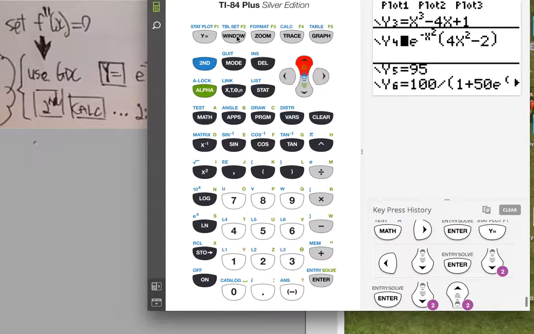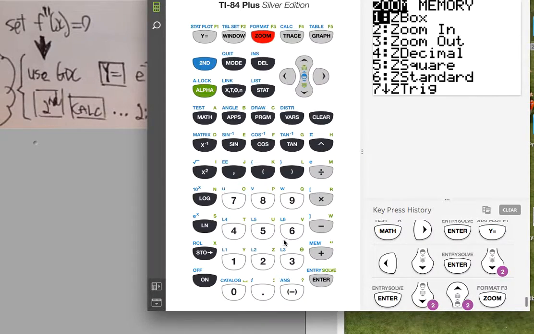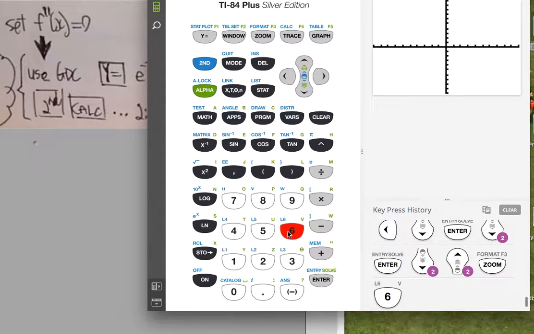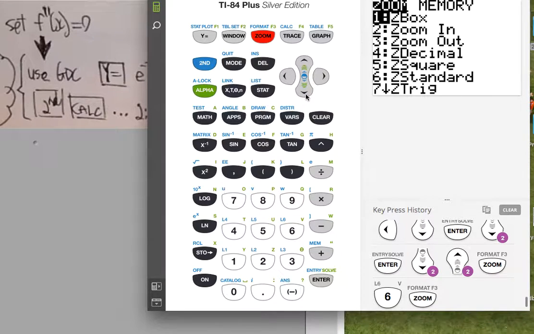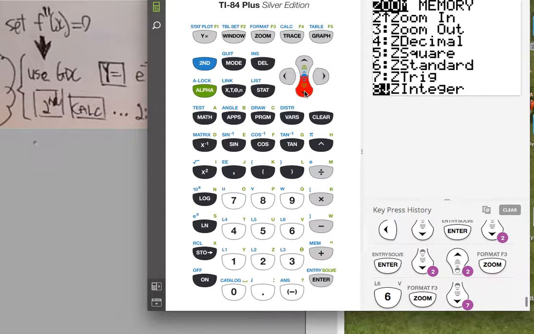So I'm going to go to my Zoom standard, which is a good place to start, and then have a look at the function. Well, we want to know when the function, in this case the second derivative, is equal to 0. I can't quite make out exactly what's going on. So let's try a Zoom fit now that we've done the Zoom standard. See if that's any help.